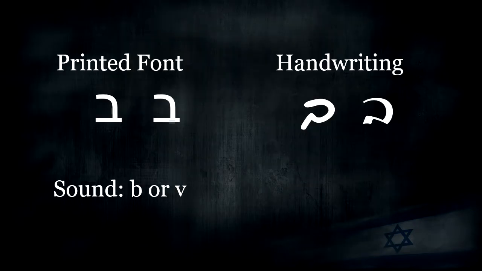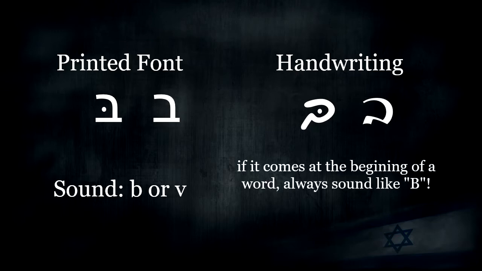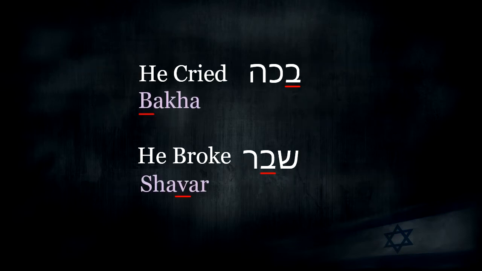Bet. It can make the sound of a B or a V. Some people use a dot to indicate if the sound is a B, but advanced speakers rarely use that. Also, this letter will never sound like a V at the beginning of the word. It will always sound like a B when it comes at the beginning of the word. For example, Bacha. That means he cried. Or Shavar. That means he broke.